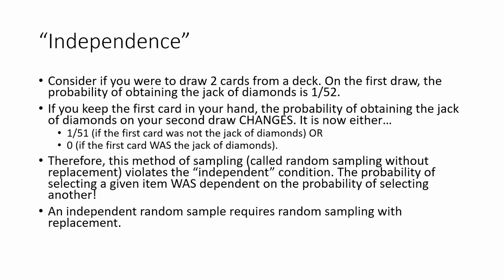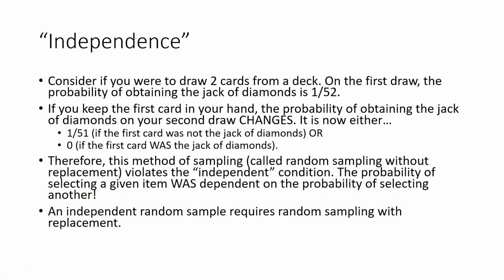Or if the first card that you drew was the Jack of Diamonds, then the probability of drawing the Jack of Diamonds on your second draw is 0 because there is no Jack of Diamonds left in the deck. Therefore, this method of sampling, called random sampling without replacement, violates the independent condition. The probability of selecting a given item was dependent on the probability of selecting another.